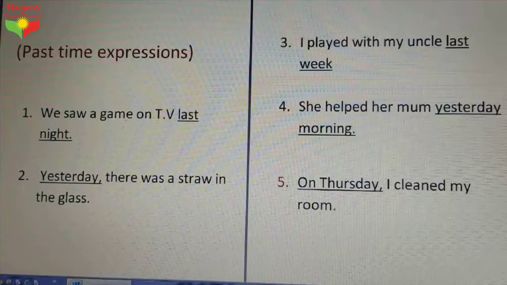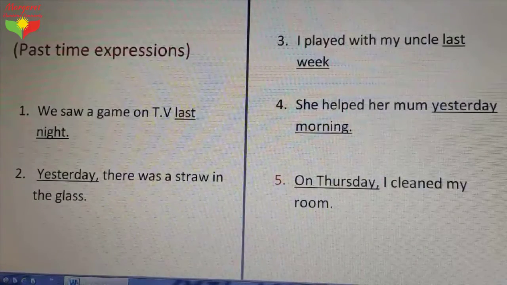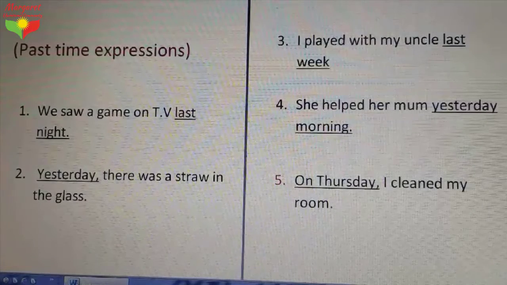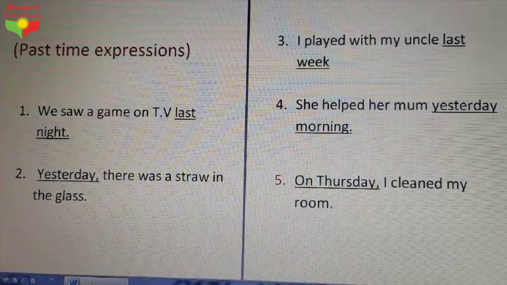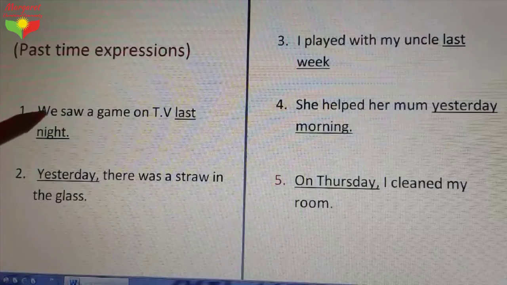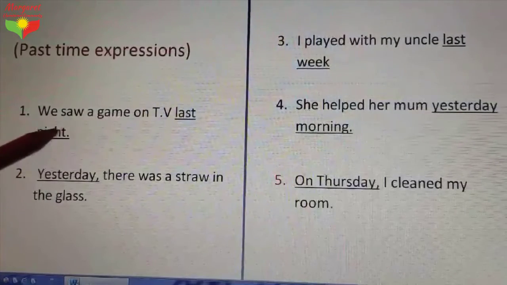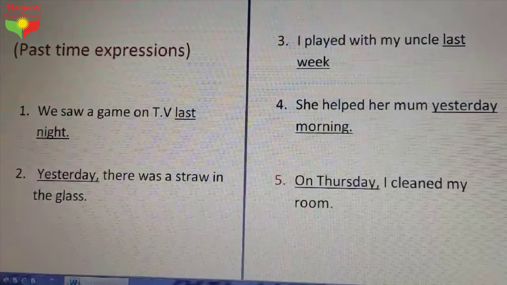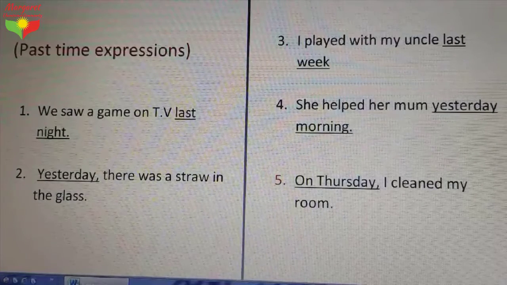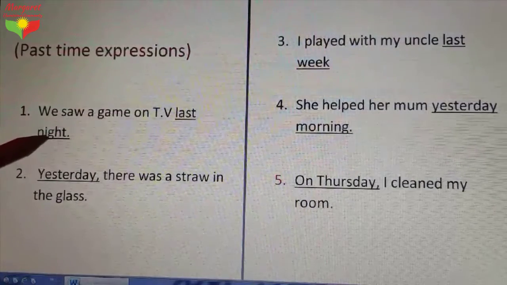So now, dear students, pay attention because I would like to tell you more about past time expressions with these 5 examples. Here, I wrote 5 examples and I'm going to explain each one for you. So, pay attention. First example, number 1. I wrote the sentence, we saw a game on TV last night. Here I wrote the sentence and I used this time expression which is last night.